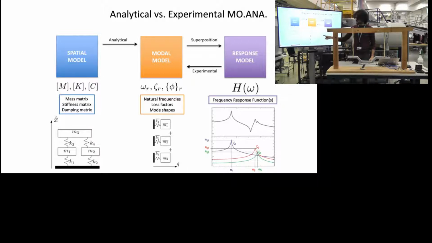As you can see, this frequency response function shows three peaks, because we have three masses. Each mass has its own natural frequency. Since they are all connected, every mass will feel all three.